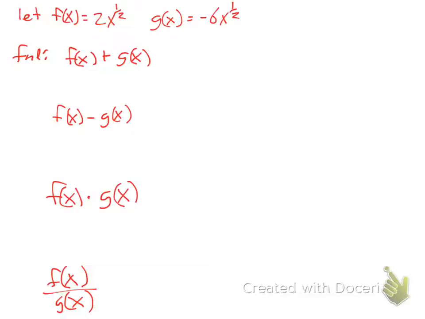So let's start off with the addition. And so what I'm going to do is I am just going to use my substitution skills, and I will replace f of x with what it equals. What does f of x equal? 2x to the 1/2. Guess what I'm using? Parentheses. And g of x is negative 6x to the 1/2. And the parentheses. Then you kind of sit back and say, after you look at this, you evaluate, do I need those parentheses?